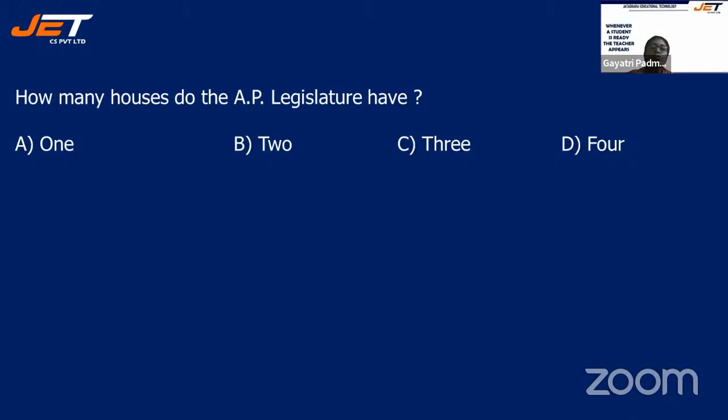How many houses do the AP legislature have? 1, 2, 3, 4. Right, so I'm sure by now you must be knowing the answer. Let's see, it is 2.